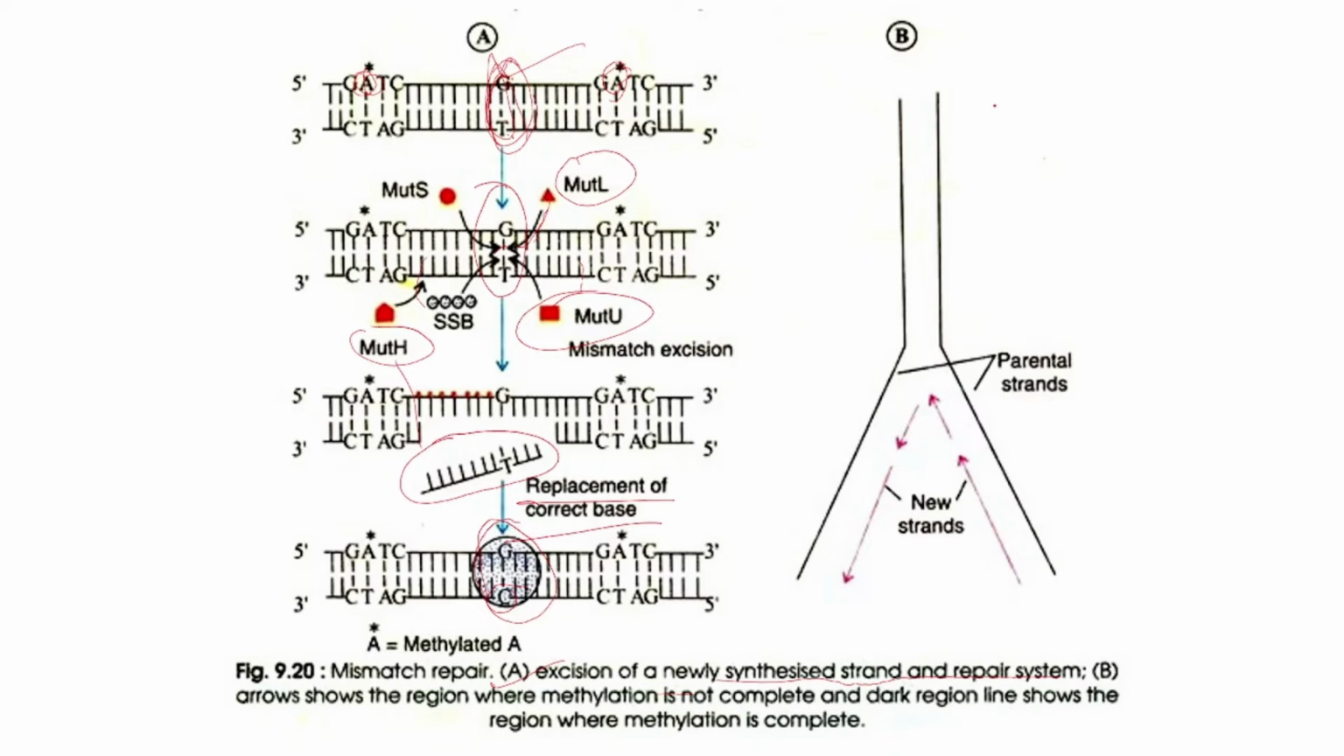What does figure B show? The arrows show the region where methylation is not complete, and the dark region line shows the region where methylation is complete. This region shows where methylation is complete, that is, in parental strands. Okay. This is about mismatch repair.